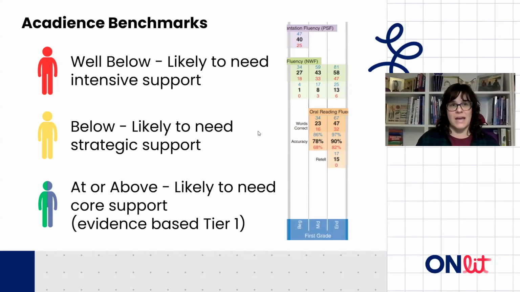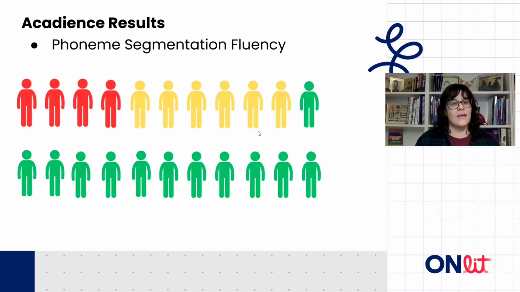So let's look at my data again of my 26 students. This was our phoneme segmentation fluency. And I have to remind you that I did this a few weeks after my diagnostic. Part of the reason for that was I didn't have access to the online platform until the middle of October. I think next year I would do it a little bit earlier because my groups did need to change because of what I found out in my Acadience results.